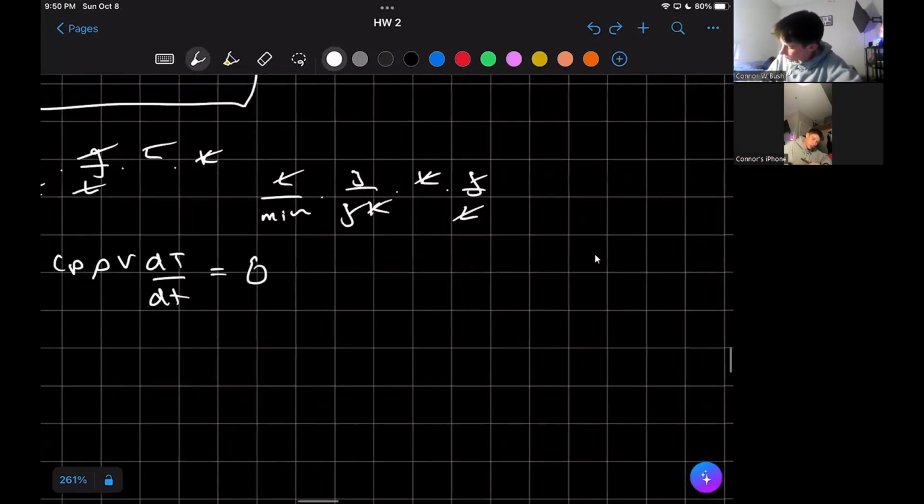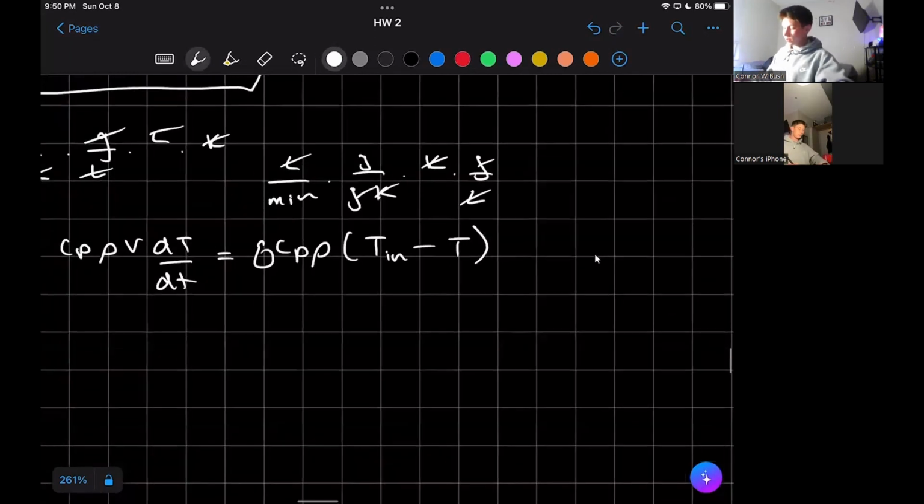So we can just easily look at the difference in temperature. If we're multiplying, we're just looking at the difference in temperature because that's the only thing changing. So we have Q, the flow rate, times the heat capacity times the density multiplied by this difference of the temperature in minus the temperature out.